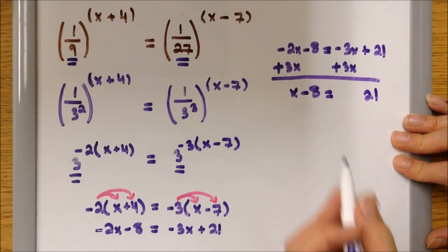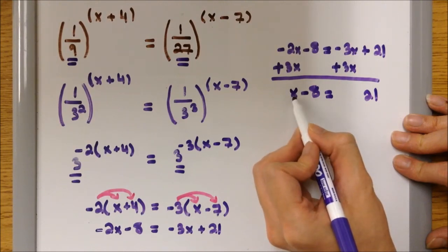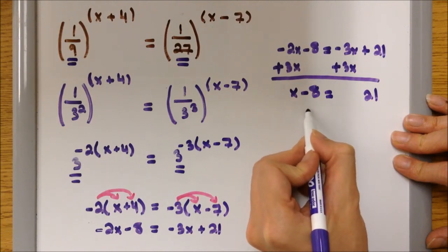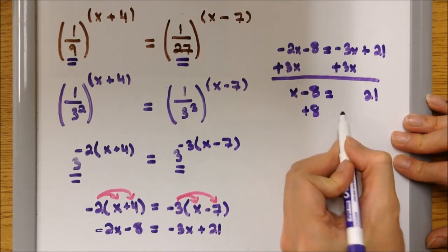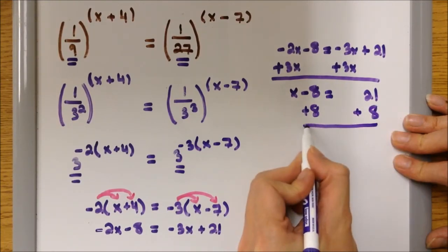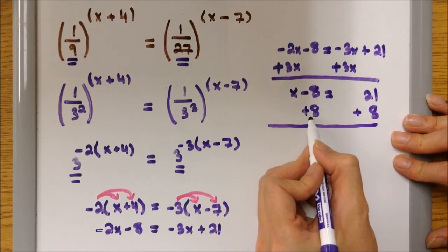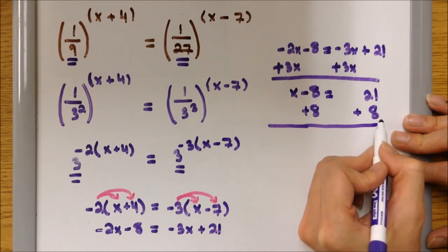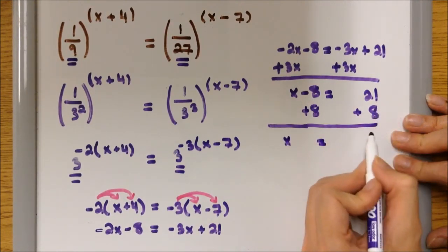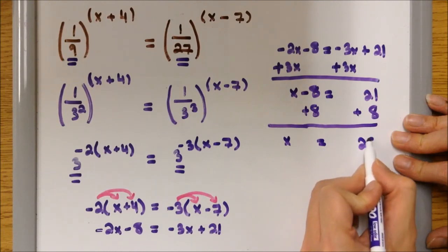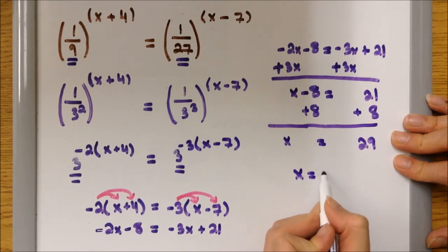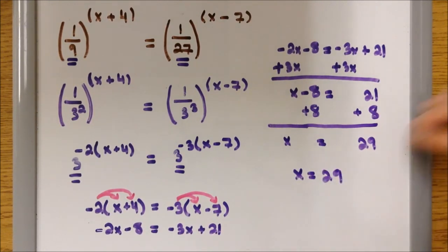Now say I want x to be by itself on the left, that means I need to get rid of my numbers. So the opposite of minus 8 is plus 8. Since I did it on the left, I gotta do it on the right. So my 8s will cancel out on the left, but my numbers will remain on the right side. So x equal 21 plus 8 is 29. So our answer here is x equal 29. That's our final answer.